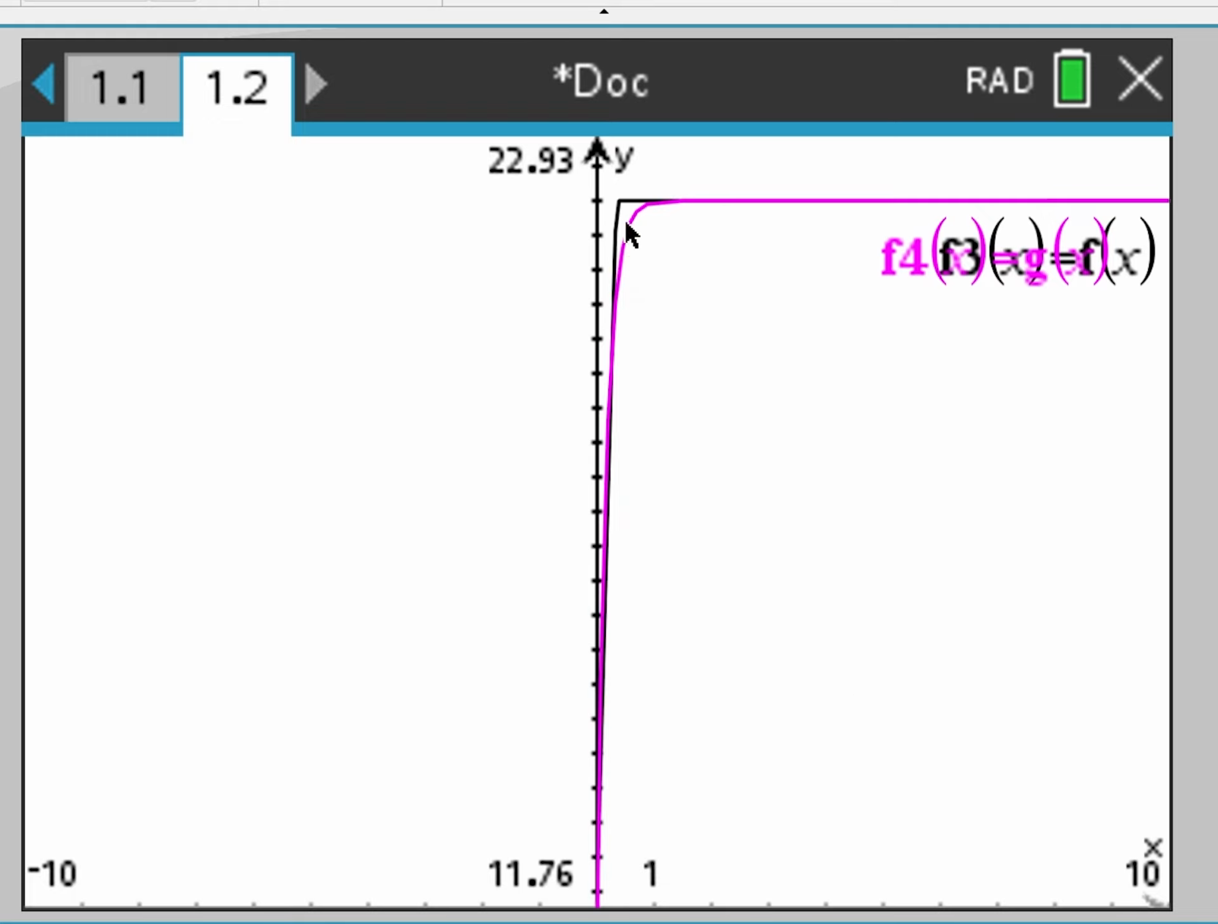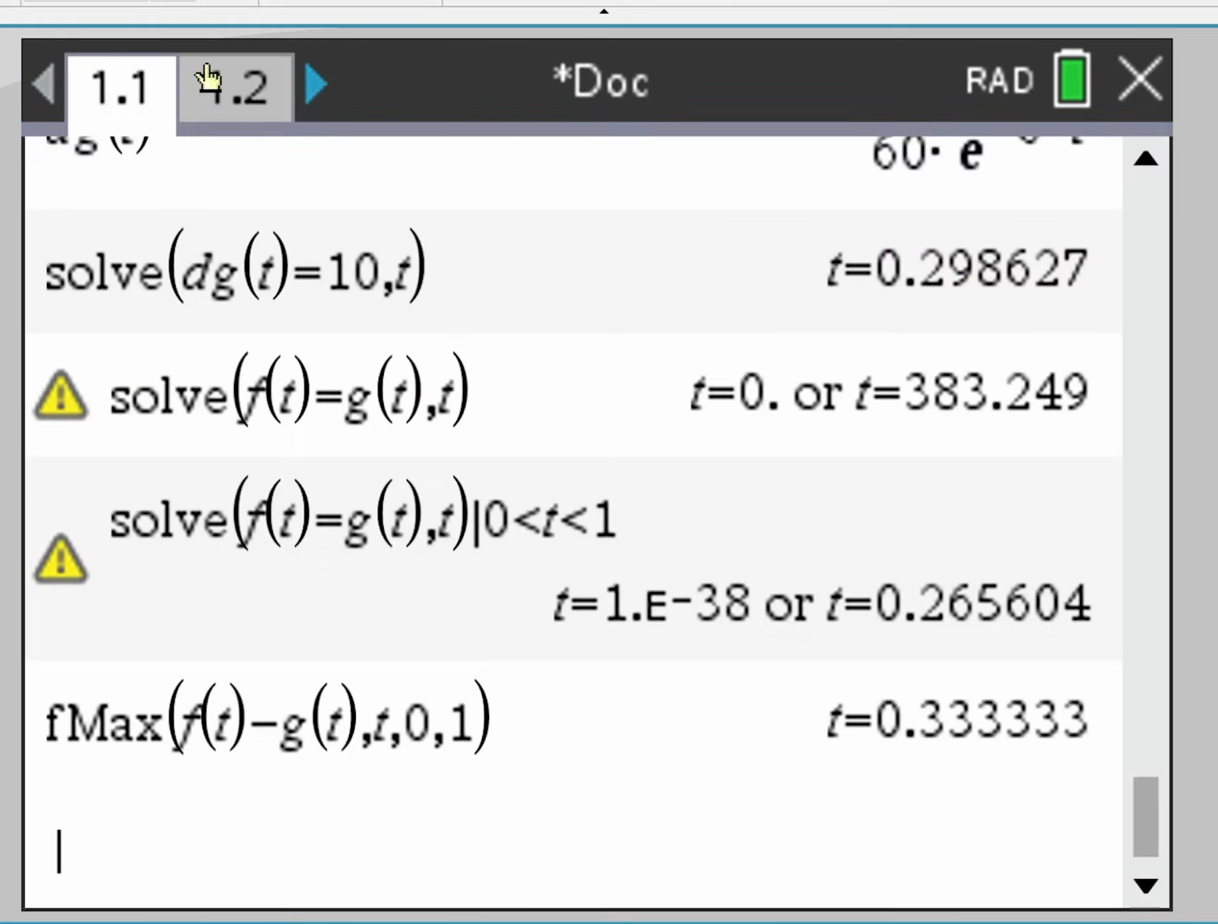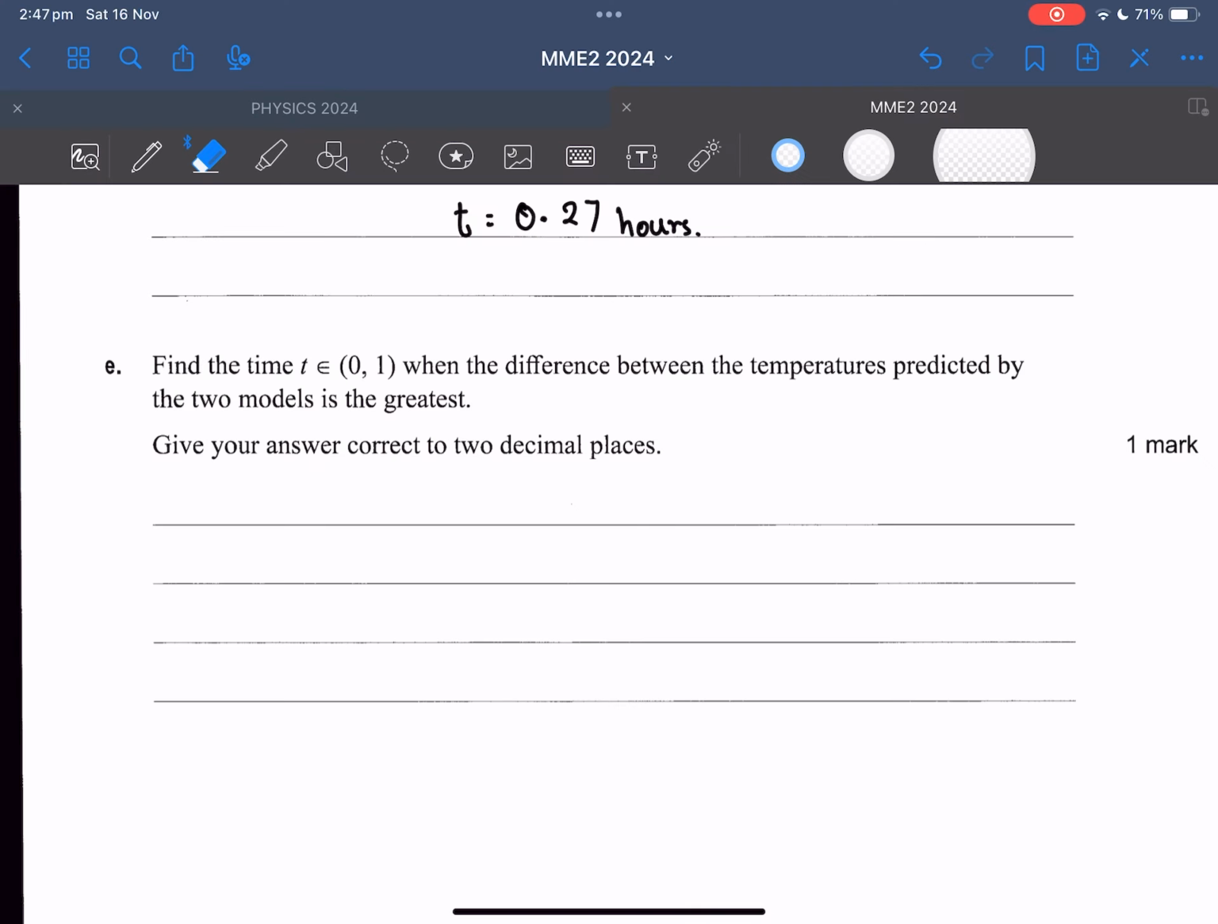So 0.33. Yeah, somewhere around here. As you can see, it is maximum indeed. Okay, cool. So our t is equal to 0.33 hours. Again, please make sure you write your units.